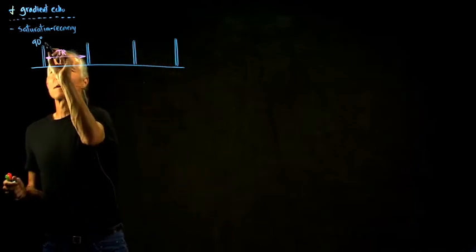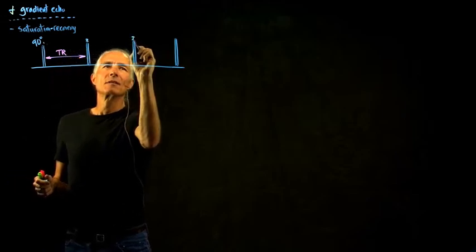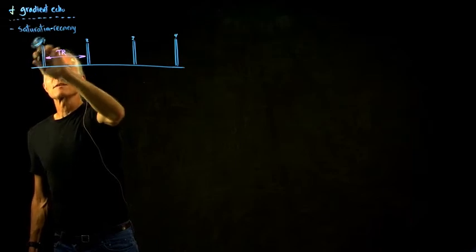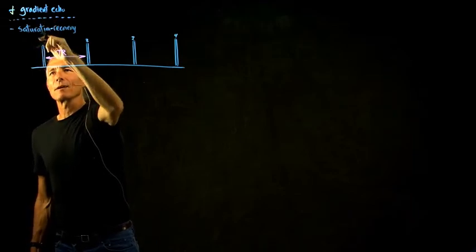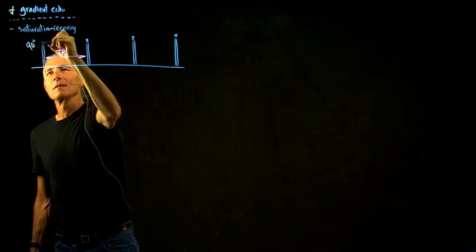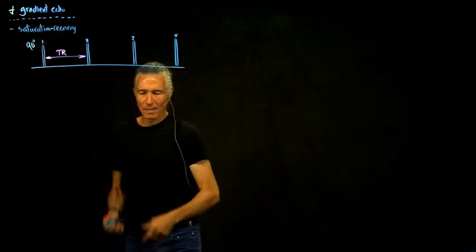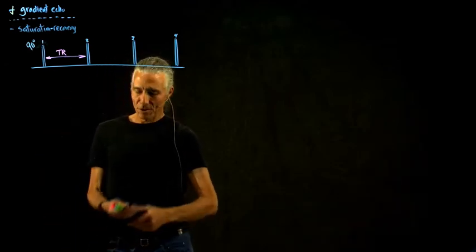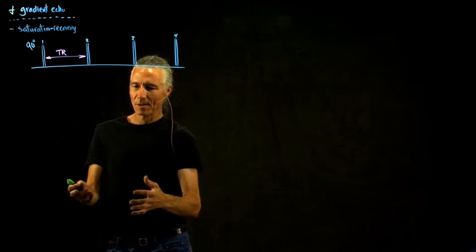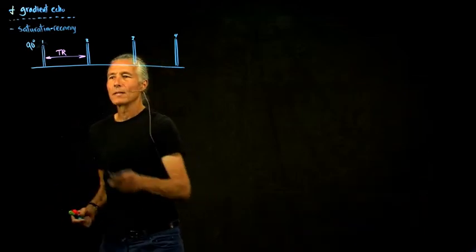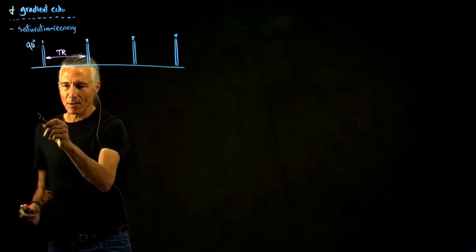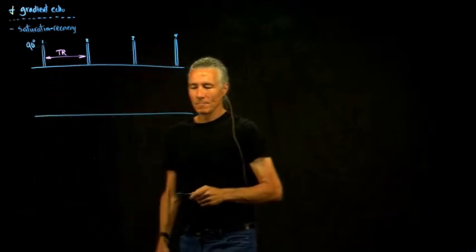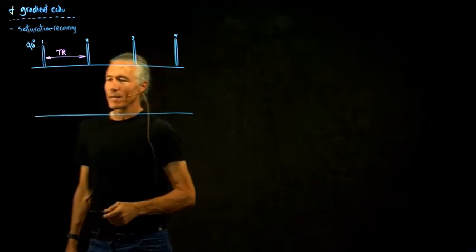Here's RF pulse 1, 2, 3, 4. So that's the very simplest thing. And what we want to do now is use the Bloch equation to calculate what the magnetization is going to be, the longitudinal magnetization. So we're just considering the longitudinal now. We'll get to the transverse in a little bit. Here's the longitudinal magnetization graph.